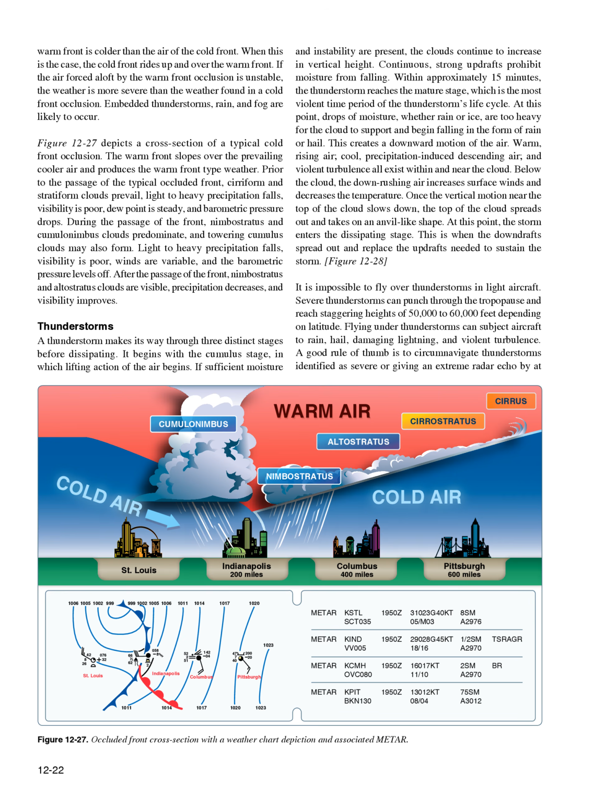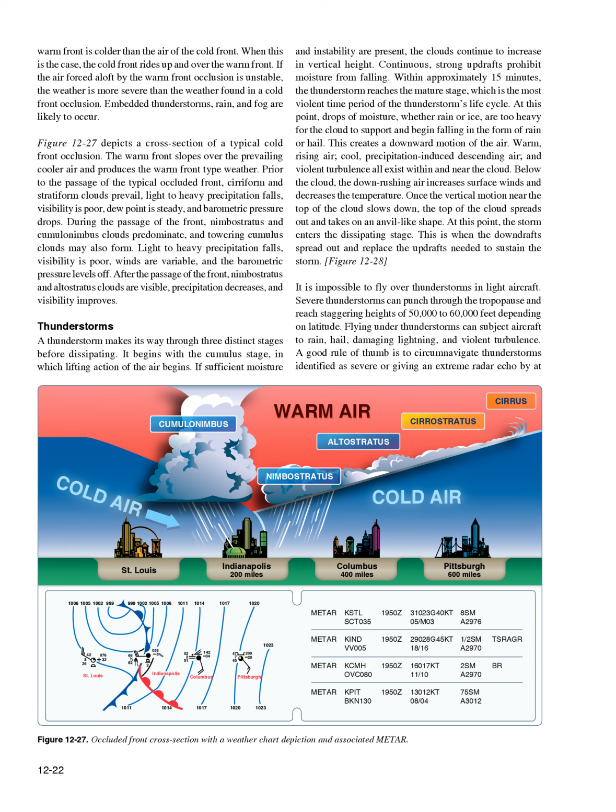Warm, rising air, cool, precipitation-induced descending air, and violent turbulence all exist within and near the cloud. Below the cloud, the downrushing air increases surface winds and decreases the temperature. Once the vertical motion near the top of the cloud slows down, the top of the cloud spreads out and takes on an anvil-like shape. At this point, the storm enters the dissipating stage. This is when the downdrafts spread out and replace the updrafts needed to sustain the storm.